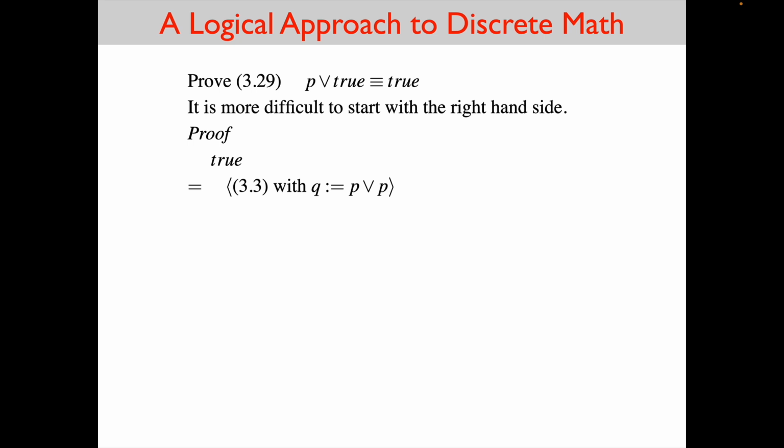We would use 3.3 with Q replaced by P or P. And then what would that make it? That would make it P or P equals P or P. But then you would think, but that's not obvious. That's like, where did that come from? Why are we doing that? We're starting with something simple and we're making it more complicated. That's like pulling a rabbit out of a hat.